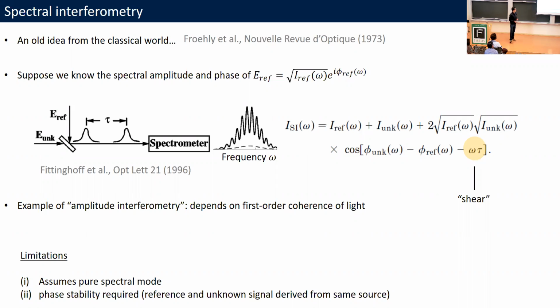So this is an example of amplitude interferometry. So it depends on the first order coherence of light. And the drawbacks in the classical domain is that it works for pure spectral modes. It's not clear how you would generalize this for mixtures. And you need phase stability between this reference and unknown pulse, which effectively means they're coming from the same laser. And that really limits the scope of this technique. And moreover, if you replace that unknown pulse with a single photon, you just won't see any interference.